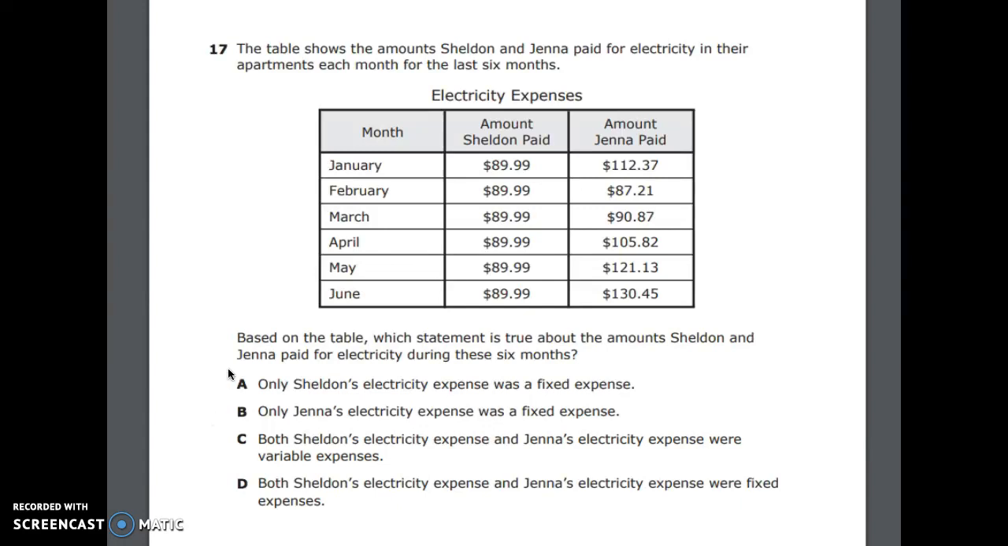months? A. Only Sheldon's electricity expense was a fixed expense. B. Only Jenna's electricity expense was a fixed expense. C. Both Sheldon's electricity expense and Jenna's electricity expense were variable expenses. D. Both Sheldon's electricity expense and Jenna's electricity expense were fixed expenses.